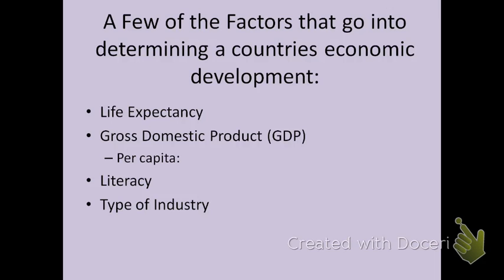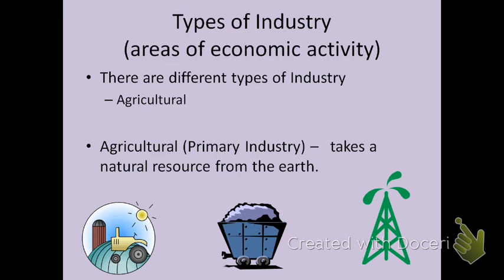The next one is the type of industry. There's several different types of industry, and we're going to talk a little bit about each of them. Types of industry are basically just areas of economic activity. So agriculture is the first type of industry. It's also called the primary industry. And that is where all they do is take a natural resource from the earth. So that could be farming, or it could be mining, or it could be oil or petroleum.